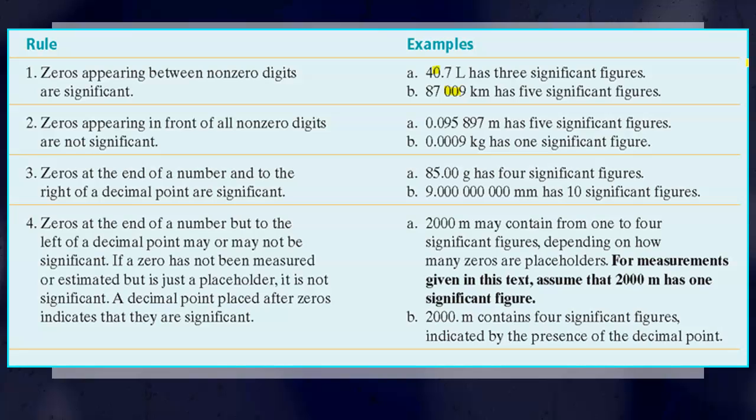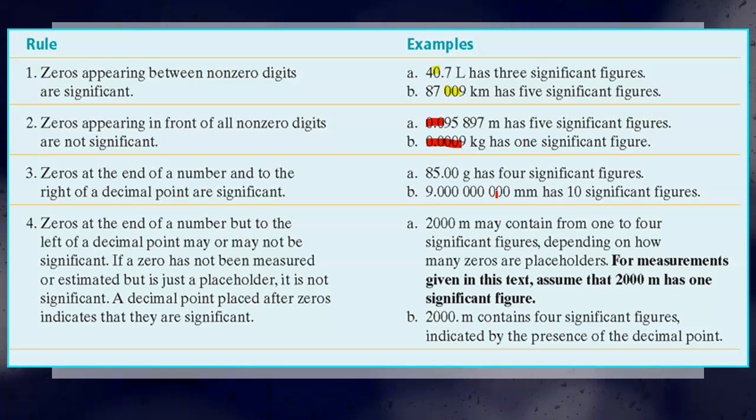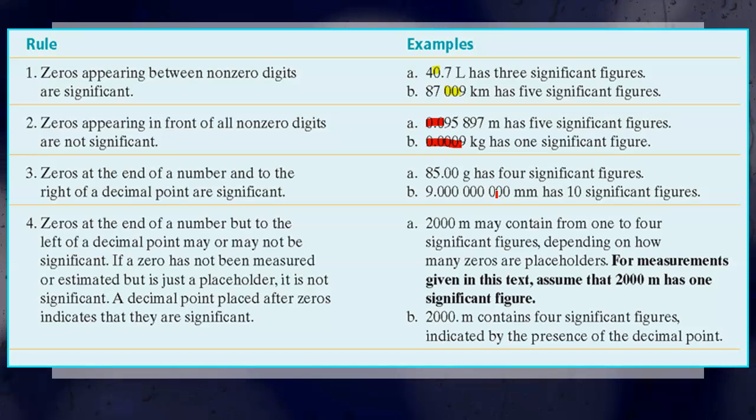However, on the other hand, these zeros before the first non-zero are not significant. So all those zeros don't count as significant. I need them there to tell me I have 0.009 kilograms, a small number of kilograms, rather than 9 kilograms. So they're kind of needed as a placeholder, but they're not significant because they do nothing to show me the precision of my instrument.